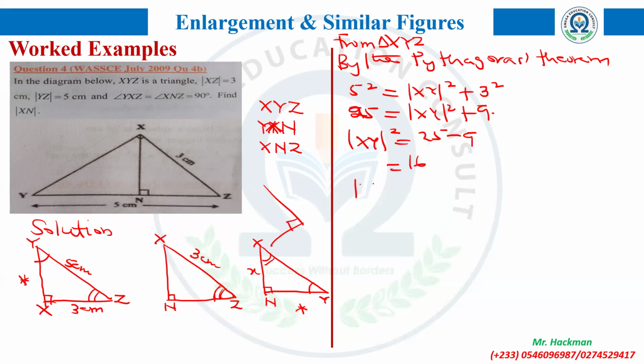So XY squared, root of that will be equal to, whenever you are dealing with physical quantity, otherwise you would have introduced plus or minus. So you know that your answer should really be positive. So root of 16, so XY length will be equal to what? 4 centimeters. Is that clear? So it means this is 4 centimeters. This is also 4 centimeters.